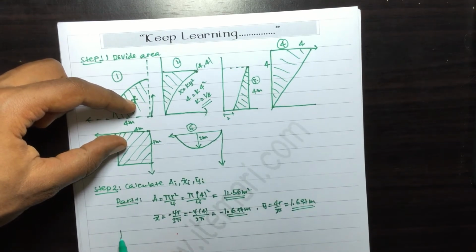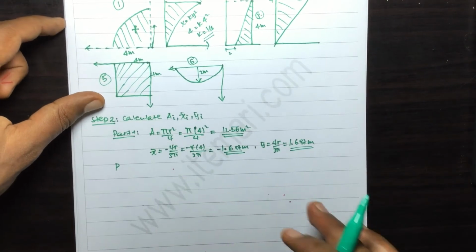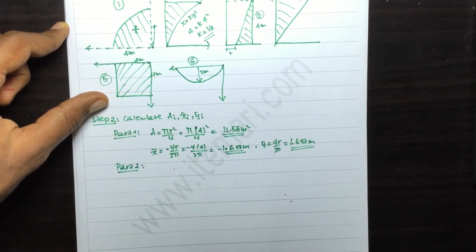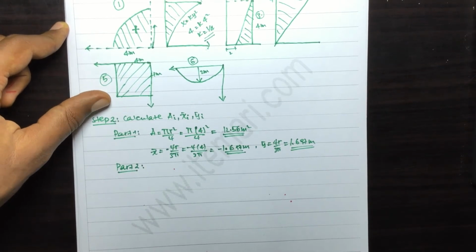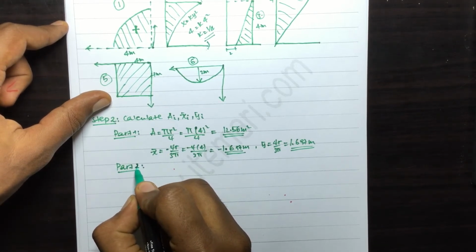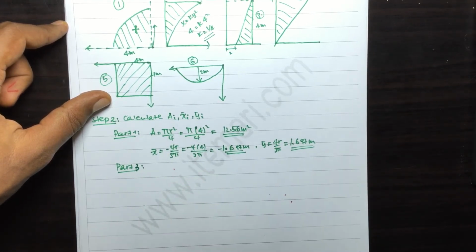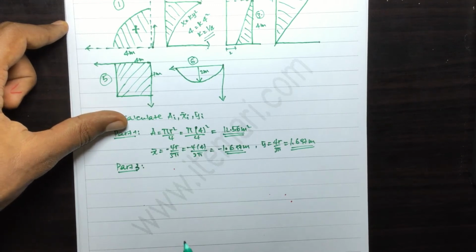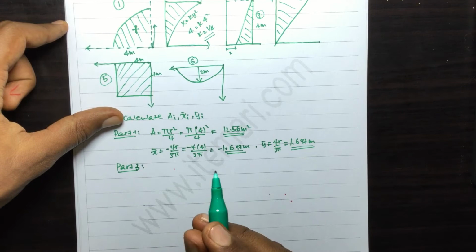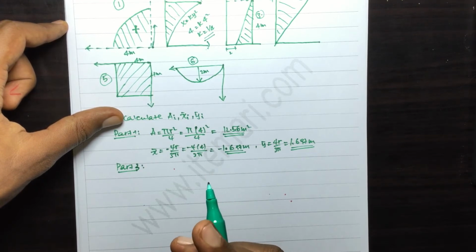And part 2. For part 2, let us jump this part and we'll come back to it. But let's do the other parts, which are simple. For part 3.